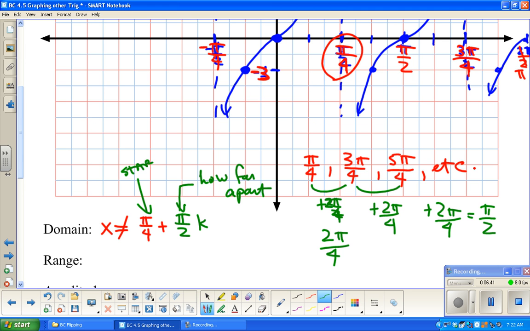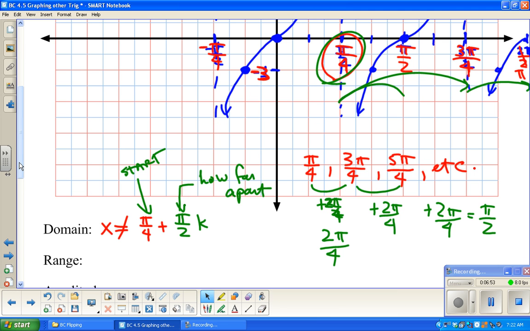Now, you don't have to start at this one. You could start at any of them. You could start at negative pi over 4. You could start at 3 pi over 4. Most of the time, people start with this one and then talk about how far they went to get to the next one, etc. Okay? Not the only way to write it.